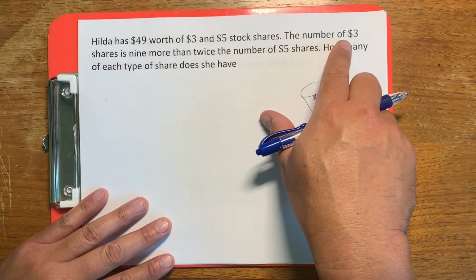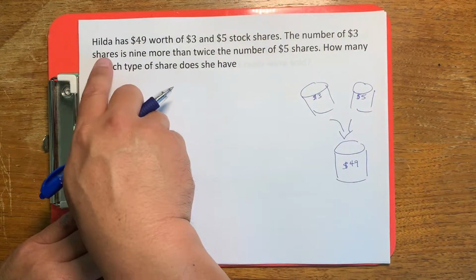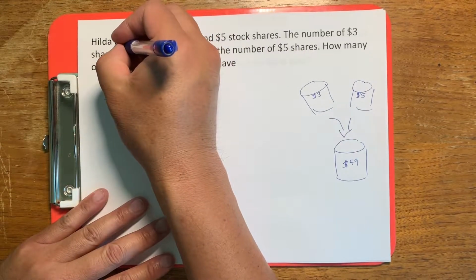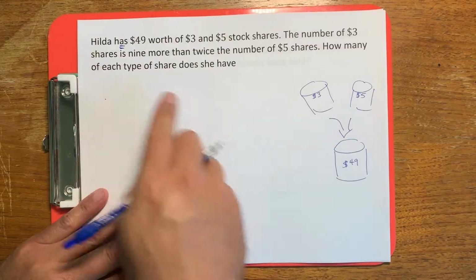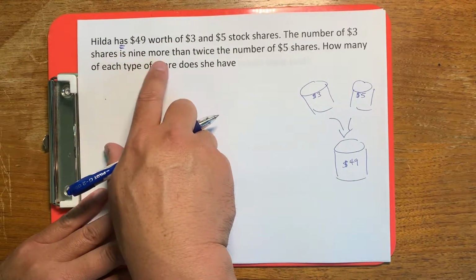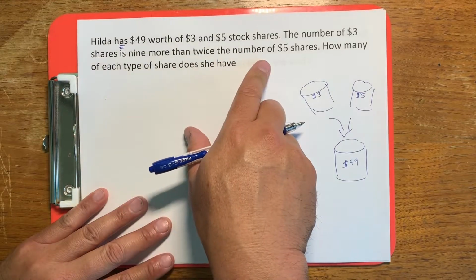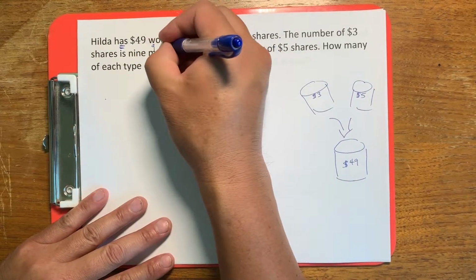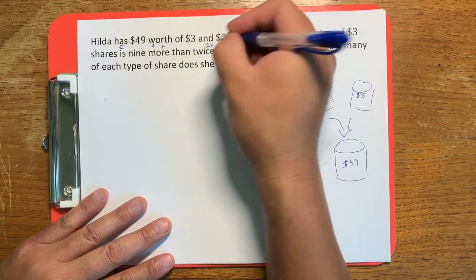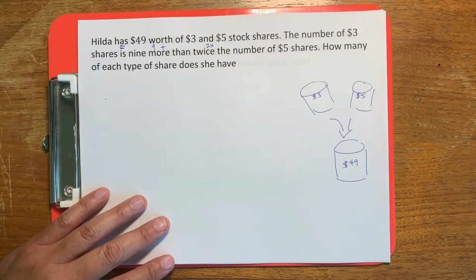So let's sort of translate this. The number of $3 shares is, okay, so this is an equal, right? So the number of $3 shares is equal to 9 more than twice the number. So we have 9 more is plus, twice the number is 2x.